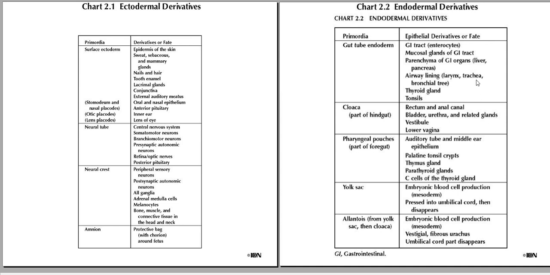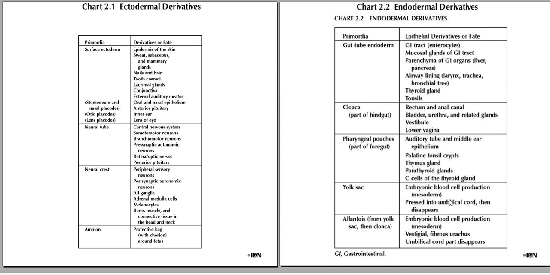But the endodermal derivatives, we have the gut tube. Endoderm, of course, forms the GIT tract, the enterocytes, mucosal cells of the GIT, parenchyma of the GIT organs, liver, pancreas, airway, with the larynx, trachea, bronchial tree, all endodermal in origin, thyroid gland, the tonsils. Of the cloacal parts of the hindgut, the rectum, anal canal, the bladder, urethra, related glands, the vestibule, and the lower vagina, and then with the pharyngeal pouches, that's part of the foregut, the auditory tube, middle ear, palatine tonsils, crypts, the thymus, parathyroid glands, and the C cells of the thyroid gland, and the yolk sac too.